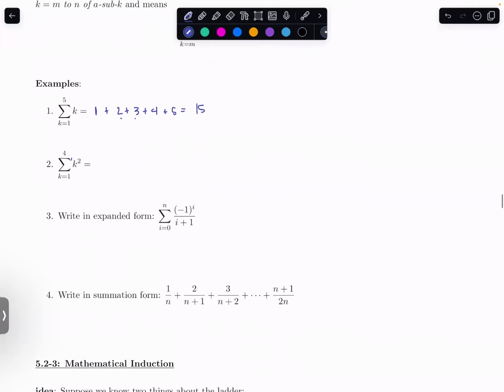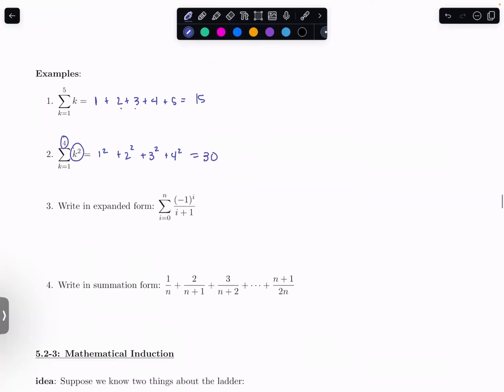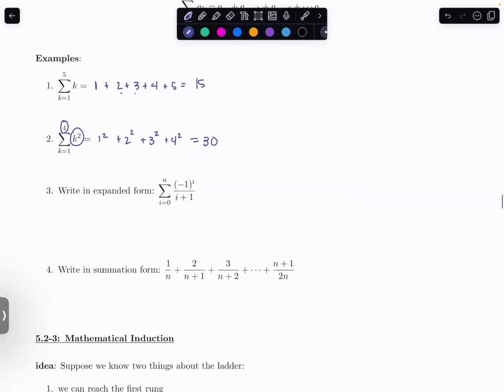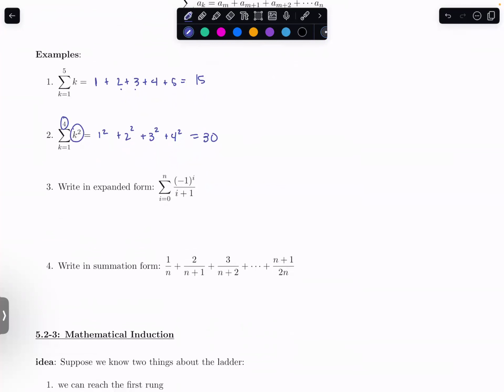Okay, so this one, the entries are k squared. So we're looking at 1 squared, 2 squared, 3 squared, and I'm stopping when k is 4. So I'm adding all of those things up. That is 30. So it's the sum of the first 4 numbers squared.